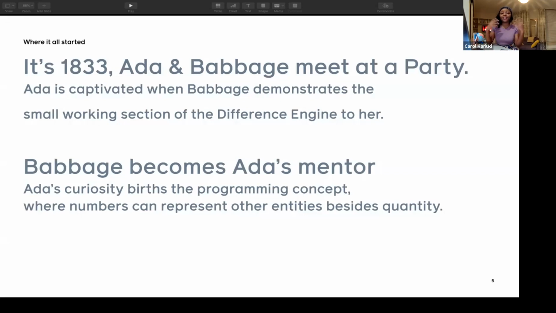So just imagine our fancy train was a time machine, and now we're in 1833, where it all started. And here we see two individuals, Ada and Babbage. This is Ada Lovelace and Charles Babbage, who is historically known as the father of computers. Ada and Babbage are at a party. This is the first time they are meeting. And Babbage was working on a machine called the difference engine.